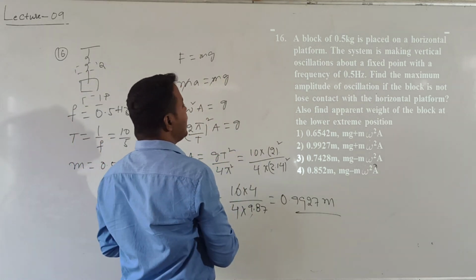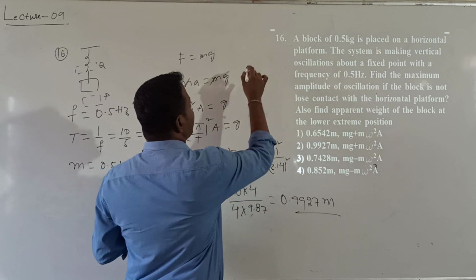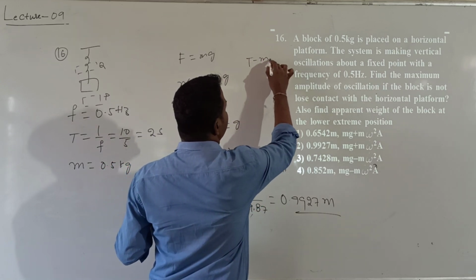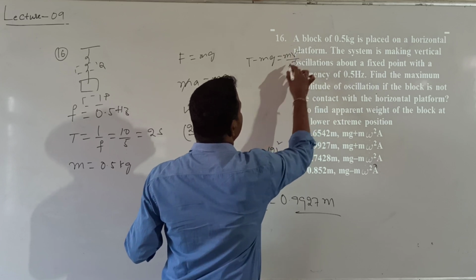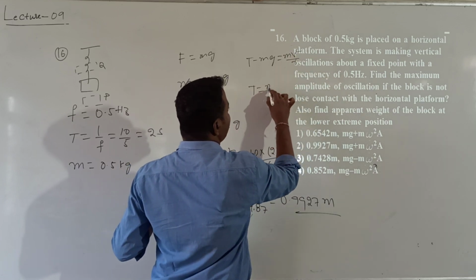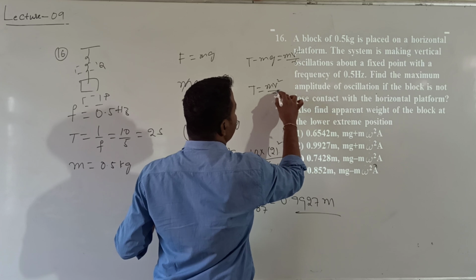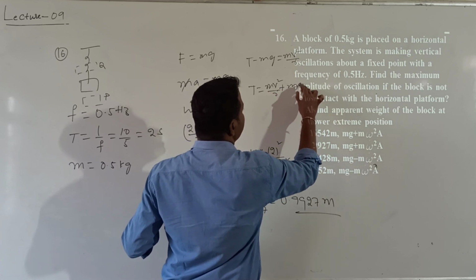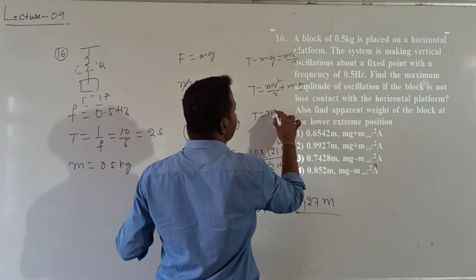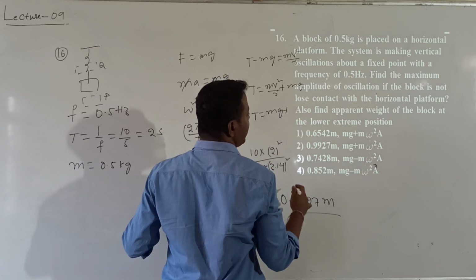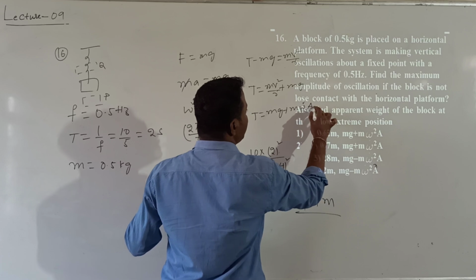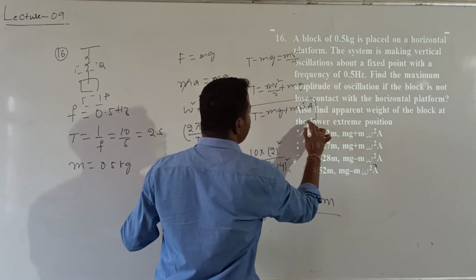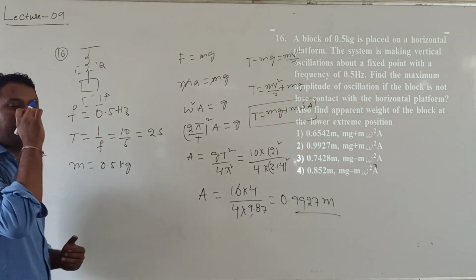They are asking us to calculate apparent weight. So apparent weight is nothing but T minus mg equal to m v square by r. So T is given by m v square by r plus mg, which can also be written as mg plus, v being r omega, m omega square r. This is the expression. This tension value will give you the apparent weight.